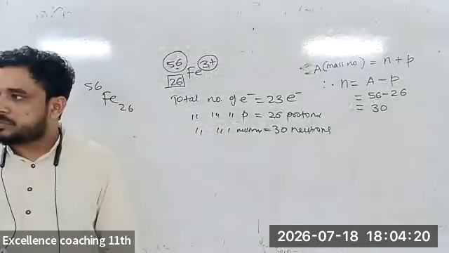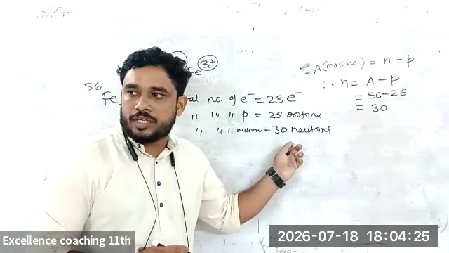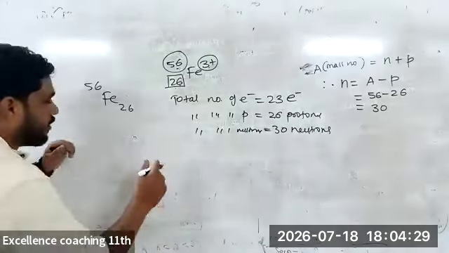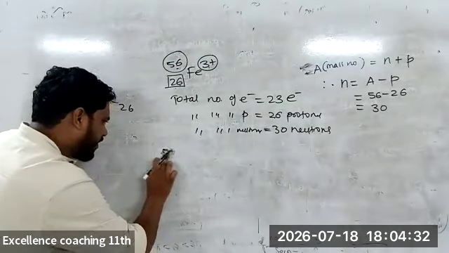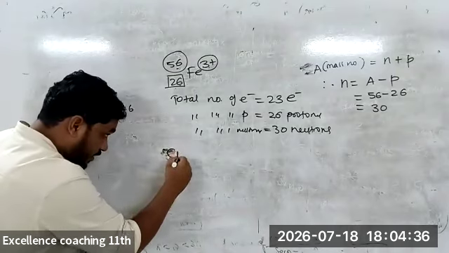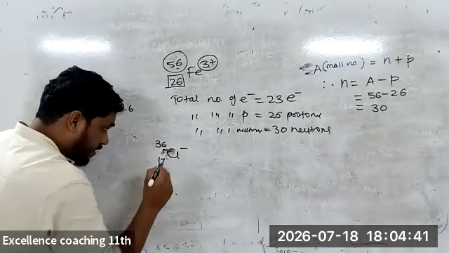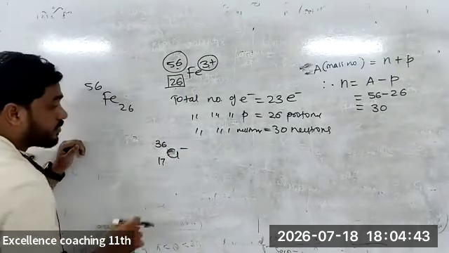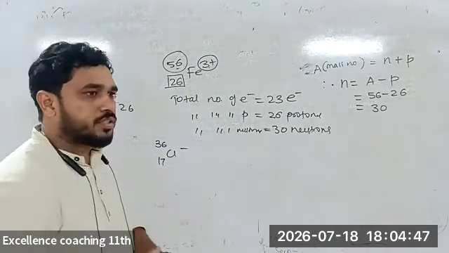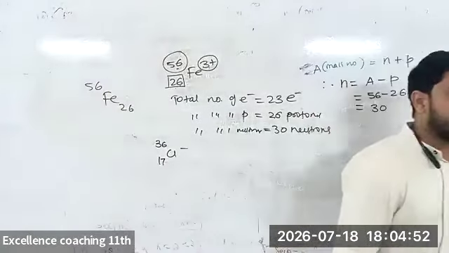You got the answer? How many of you got this all correct? Now the next question: Cl minus, 17 and 36. Same question. Cl minus, 17 and 36.